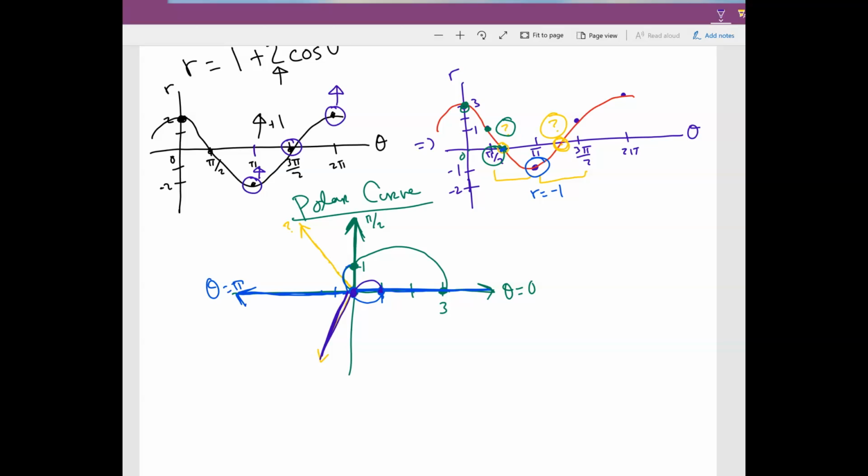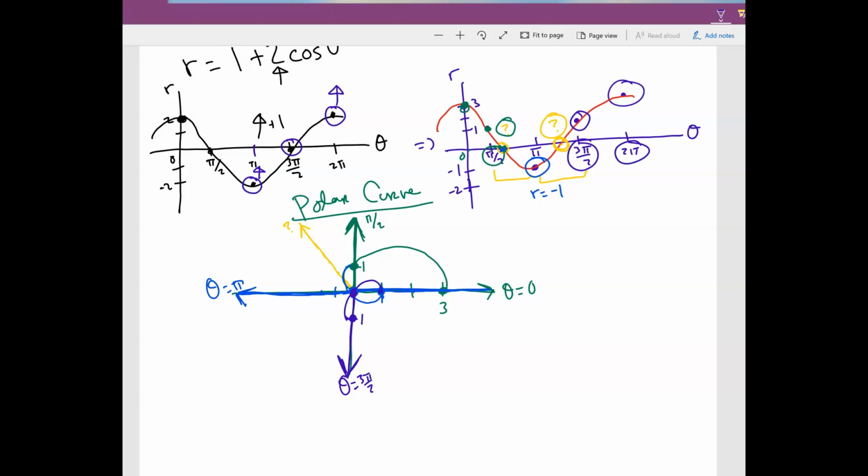And now I'm going to go to 3 pi over 2. At 3 pi over 2, theta equals 3 pi over 2, this is the direction, so what is going to be my radius? My radius is going to be 1. So I'm going to go 1 unit in this direction. So I started at 0. I'm going to go back 1 unit. Let me get rid of this. Looks weird to see. Okay, and then finally you're going to go to 2 pi.